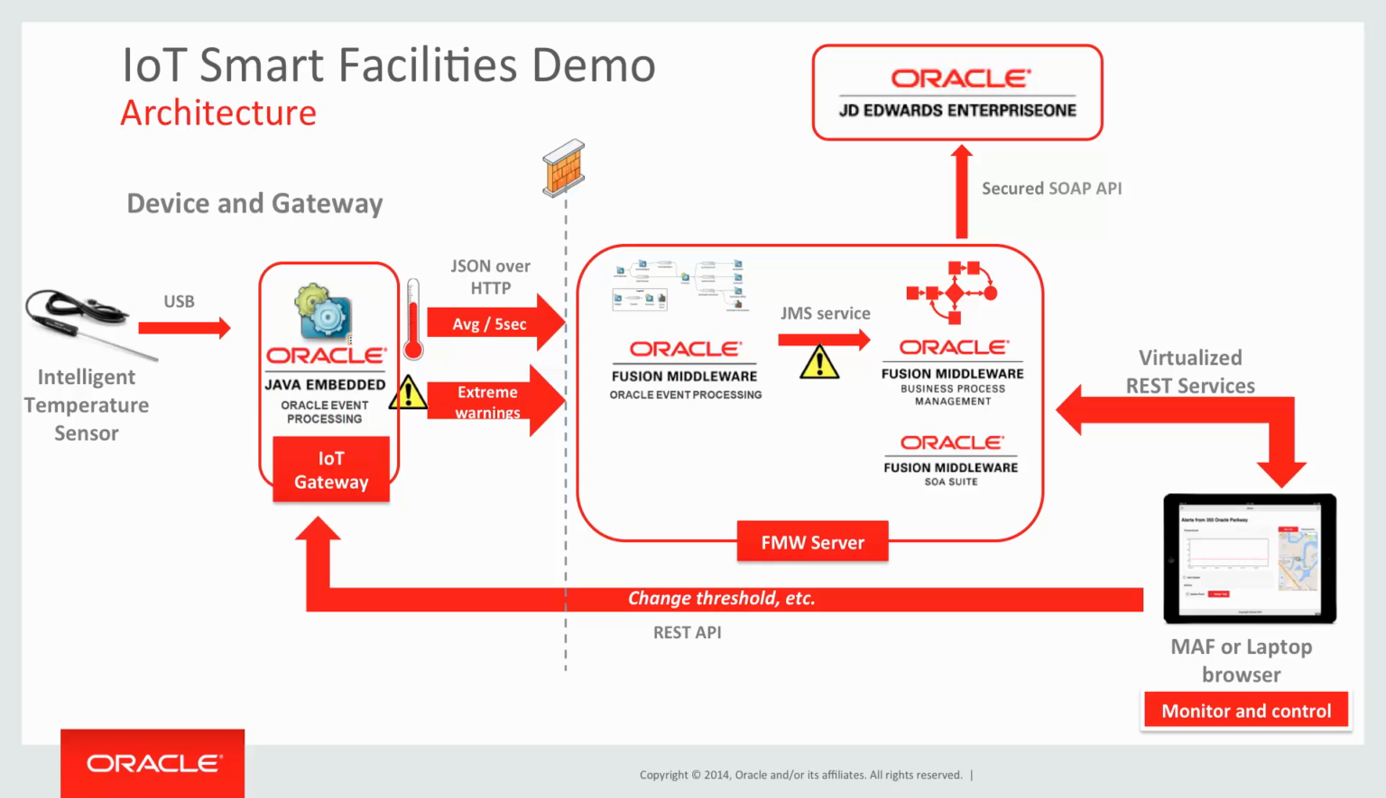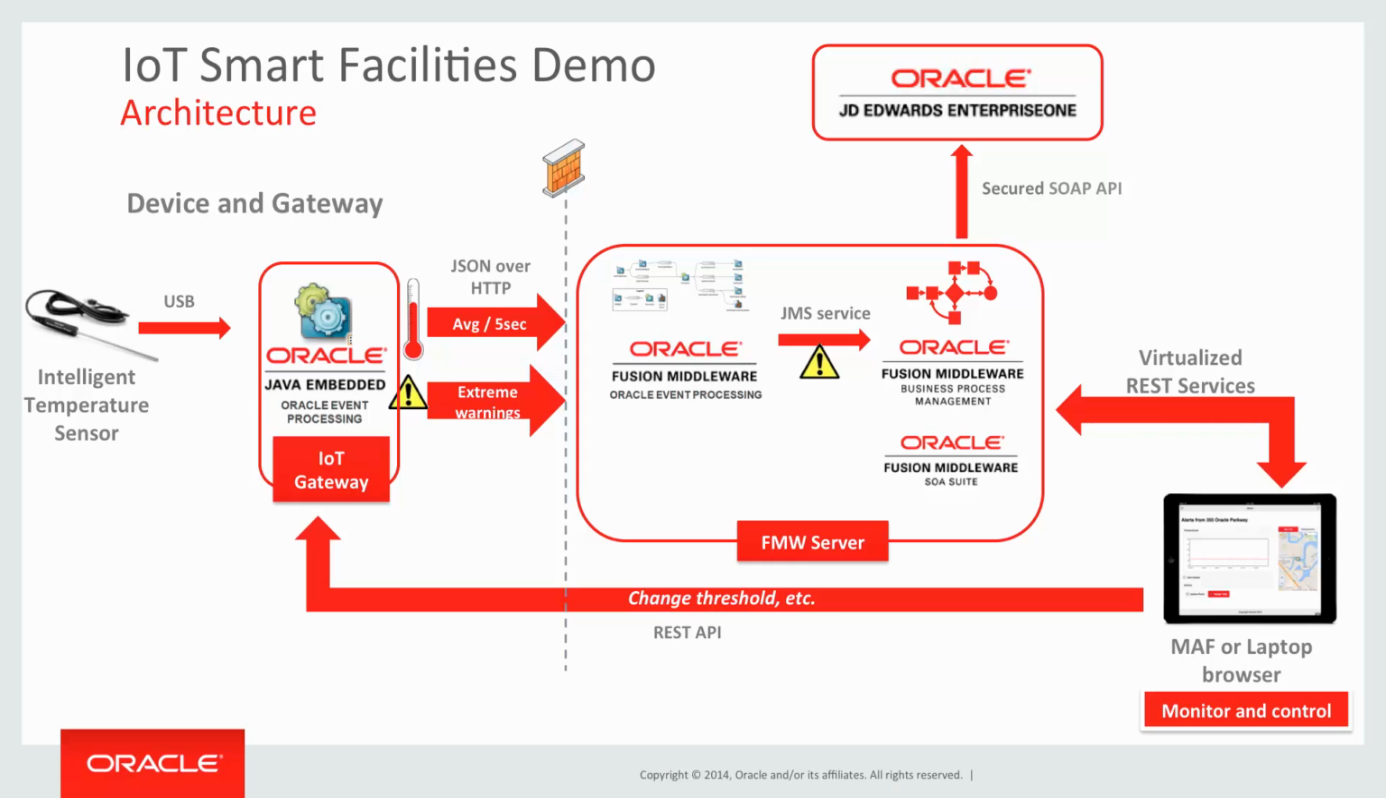This is our demo architecture. Our IoT gateway in this case is a Raspberry Pi, which costs about $40, and it is running Java Embedded Suite and Oracle Event Processing embedded. The Raspberry Pi is constantly reading temperature from a temperature sensor that is connected to it via a USB cable. The Raspberry Pi is also wireless enabled and is sending temperatures and alerts to our backend middleware server via Wi-Fi.